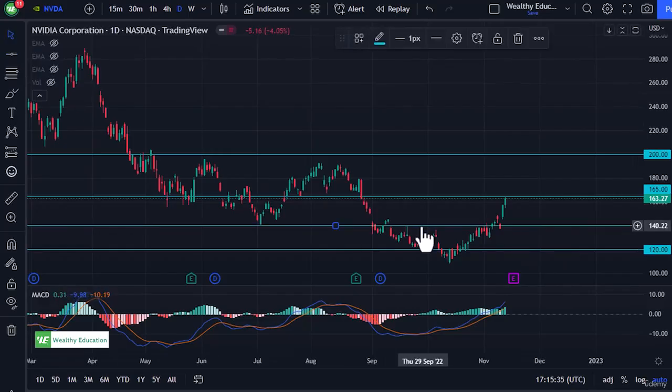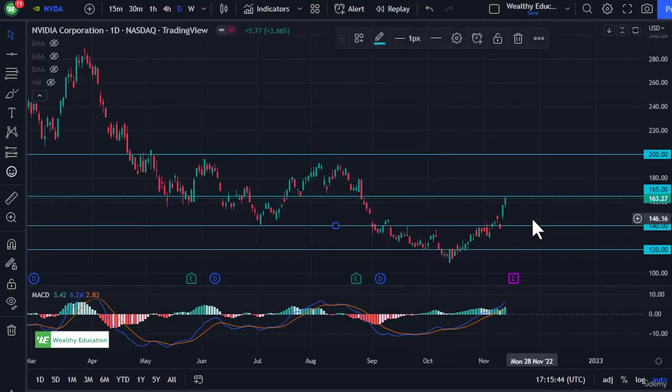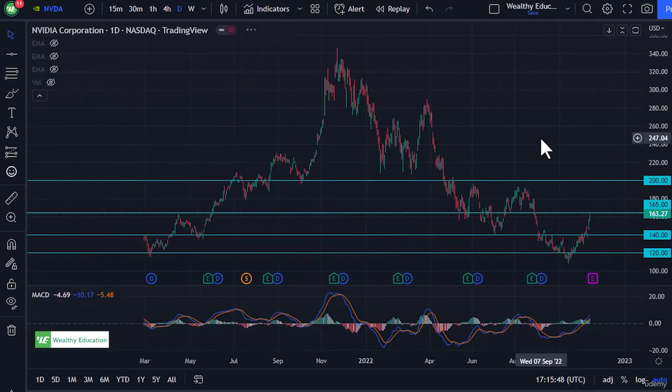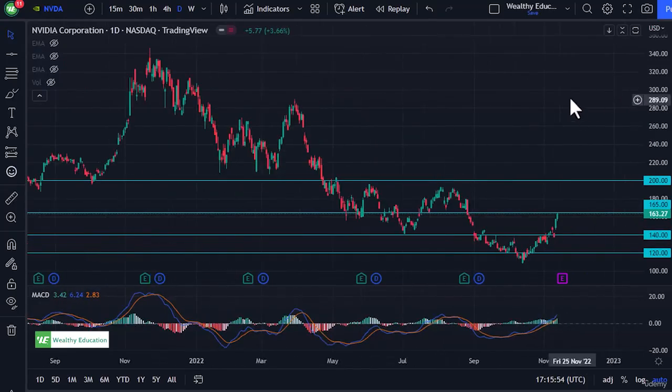Or on the daily chart, you can also see that this area right around 140 has mattered. The trick is to find areas that have been important multiple times. Because if you start laying out like weekly, daily, hourly, etc., you end up having so many lines on the chart you can't do anything. But you can see 140 has mattered back here as well.